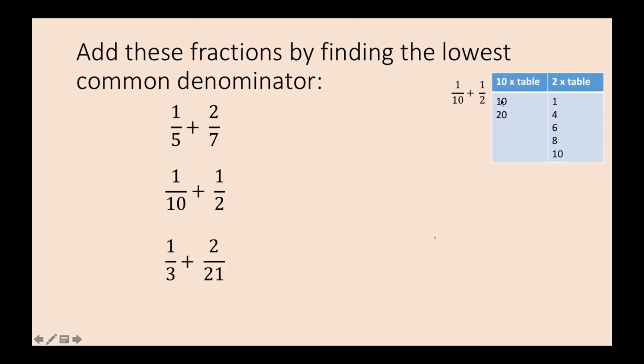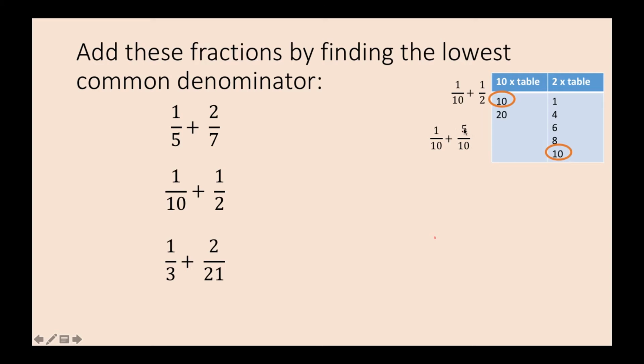Okay, here's our 10 times table and here's our 2 times table. Now, as you can see, 10 is in the 10 times table and in the 2 times table. That means that I don't actually have to change this because it's already got 10 there. So I've already got my 1/10, I don't need to change it. But what did I do to 2 to get to 10? 1, 2, 3, 4, 5. I times 2 by 5 to get to 10. So I need to do 1 times 5 to get this answer. 1 times 5 is 5.